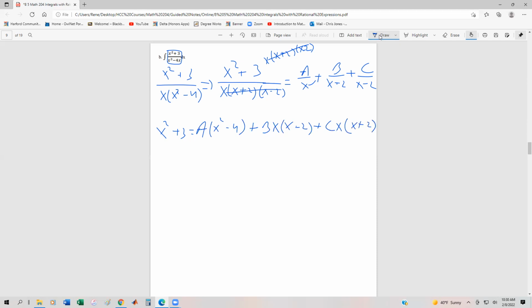And if you don't trust me, what you could do is take x, x plus 2, x minus 2, and notice that this would cancel out with this, and notice we have x plus 2, x minus 2, which is x squared minus 4.